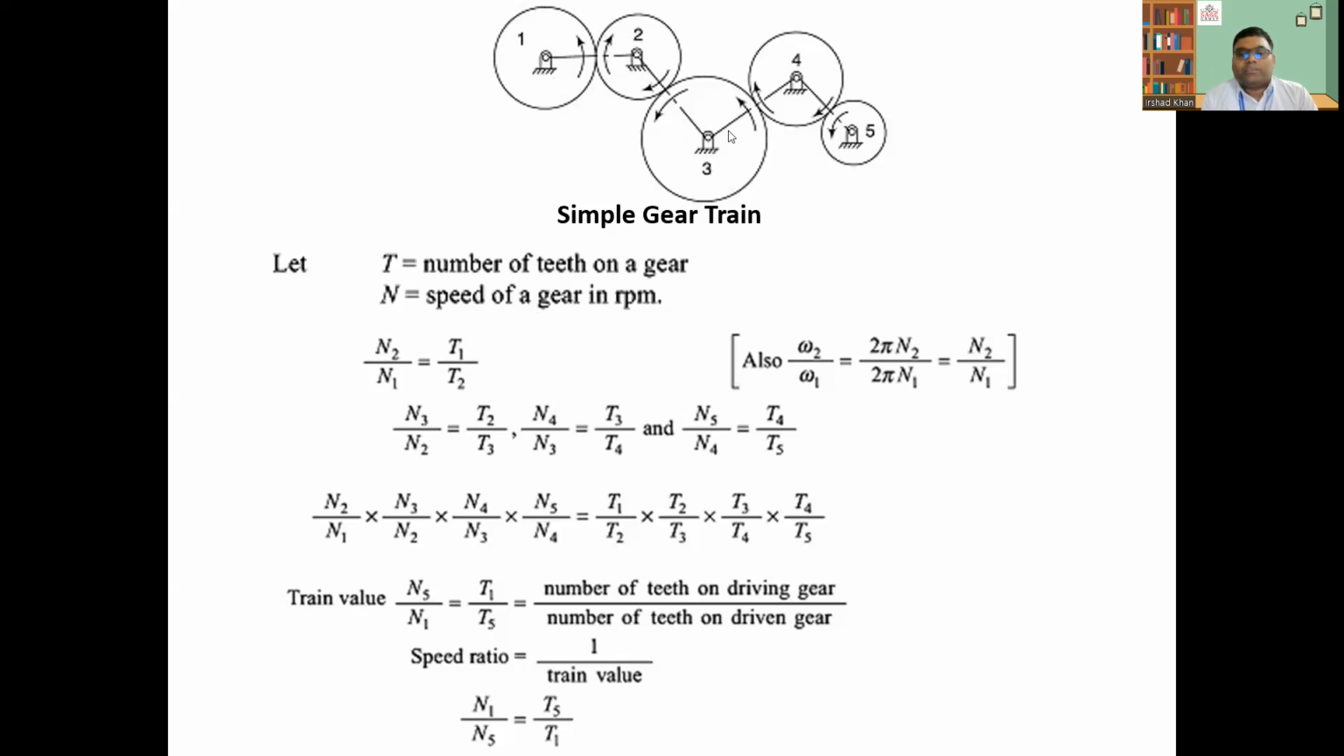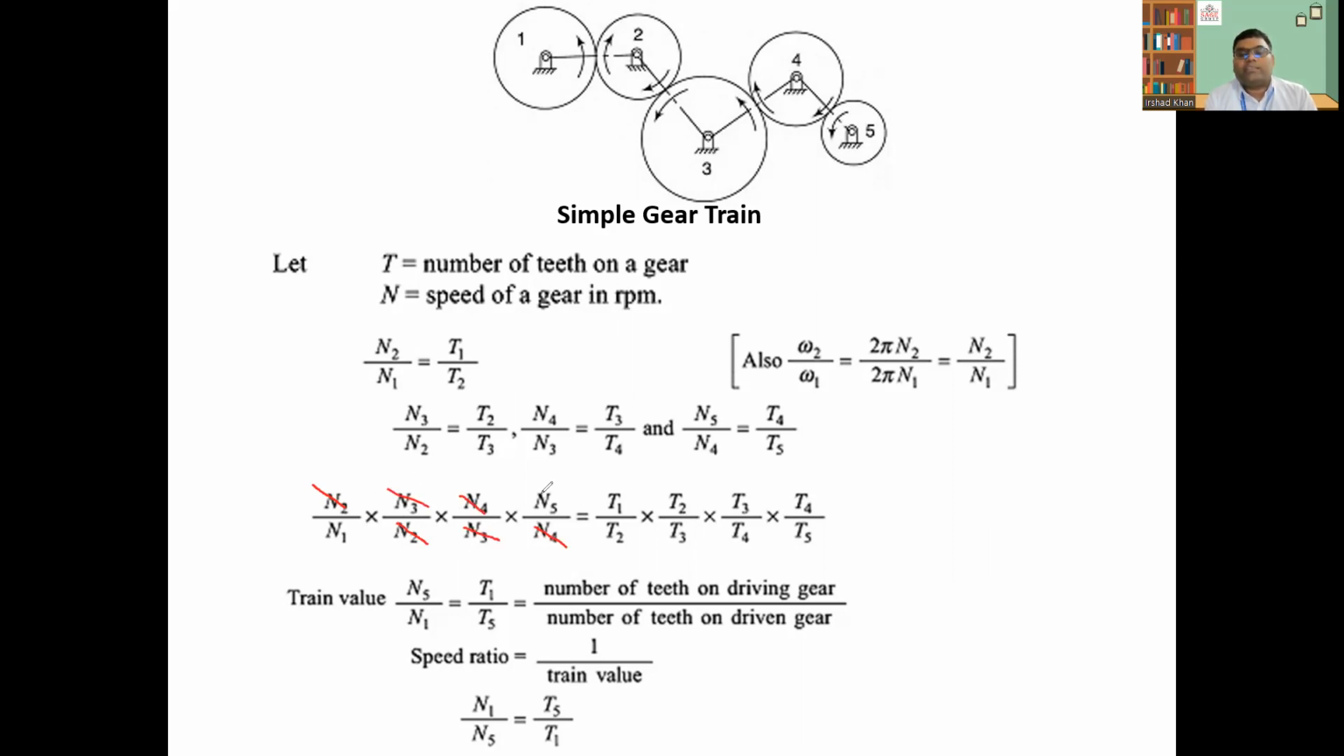For 3 and 4, it becomes N4 upon N3 equals T3 upon T4. And for the last pair, we can write N5 upon N4 equals T4 upon T5. Now we just multiply both the left and right sides of all the components. You can see that N2 cancels out, and N3 and N4 also cancel out.